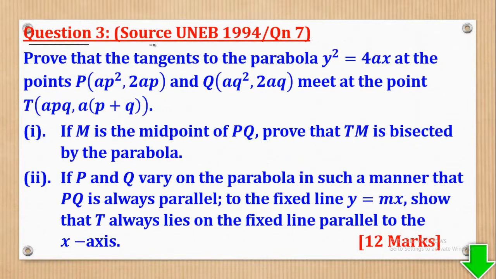Then question 3 came from UNEB 1994, paper 1, question 7, and says, prove that the tangents to the parabola this at the points this and this meet at the point T, which is given by this. So let's first do that before we go to Roman 1.